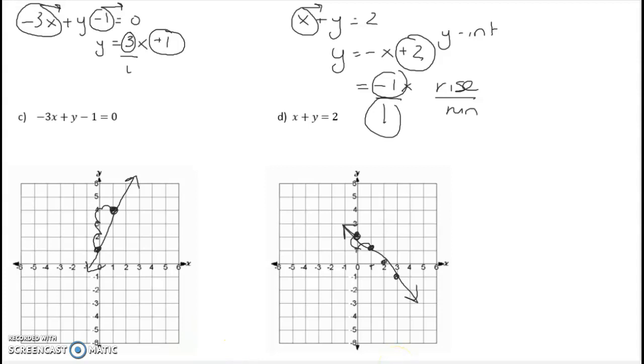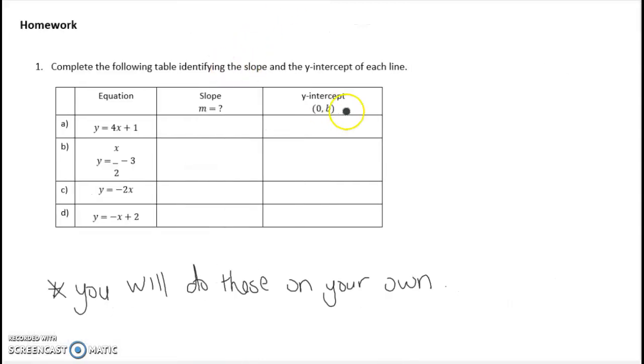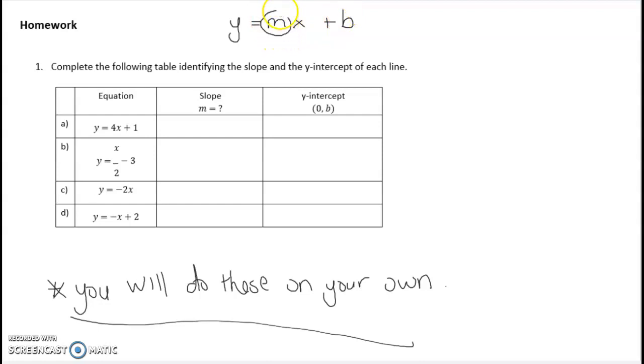So now the last page is here, and this is your homework. So you are going to do these on your own, okay? Slope, m, so remember y equals mx plus b. M is your slope, and this b is your y-intercept. Okay, good luck.